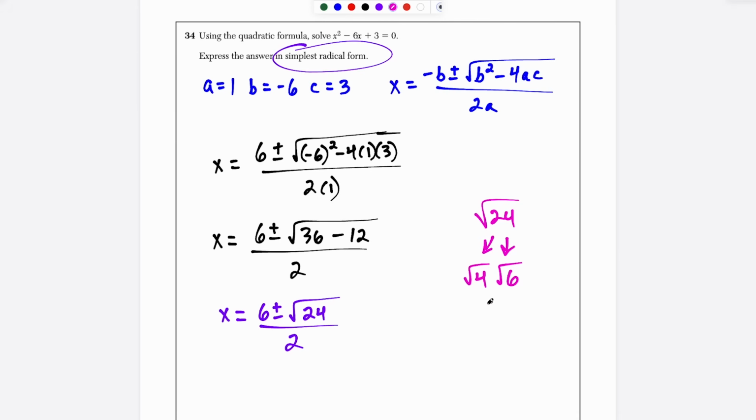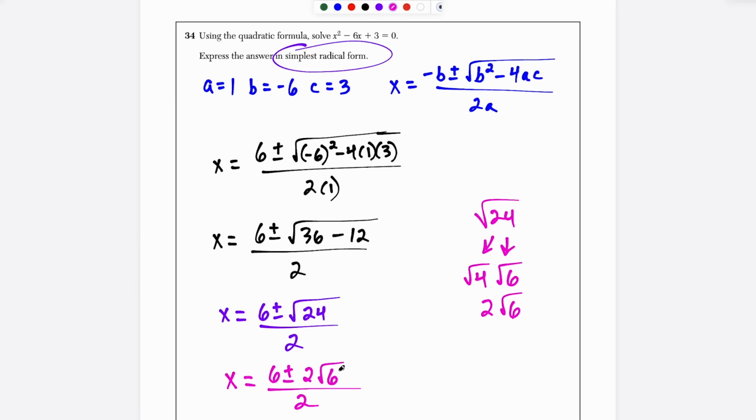And then we say the square root of 4 is 2, so we get 2 square root of 6. Okay, so this just tells us the square root of 24 equals 2 square root 6. So now we can write this out. We have x equals 6 plus or minus, and then we have 2 square root of 6 over 2. Let me just make this a little bit neater. So we have 2 square root of 6 over 2.